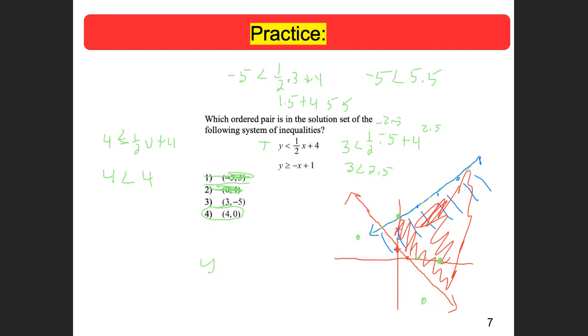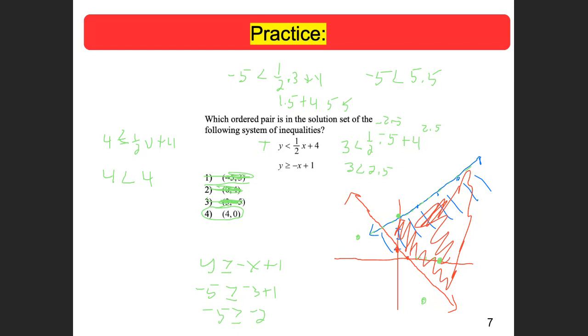Well, the second inequality is y is greater than or equal to negative x plus 1. So I put negative 5 in for y again. So negative 5 is greater than or equal to negative 3 plus 1. So negative 5 is greater than or equal to negative 2. That is not true. Negative 5 is not greater than negative 2. That doesn't work.